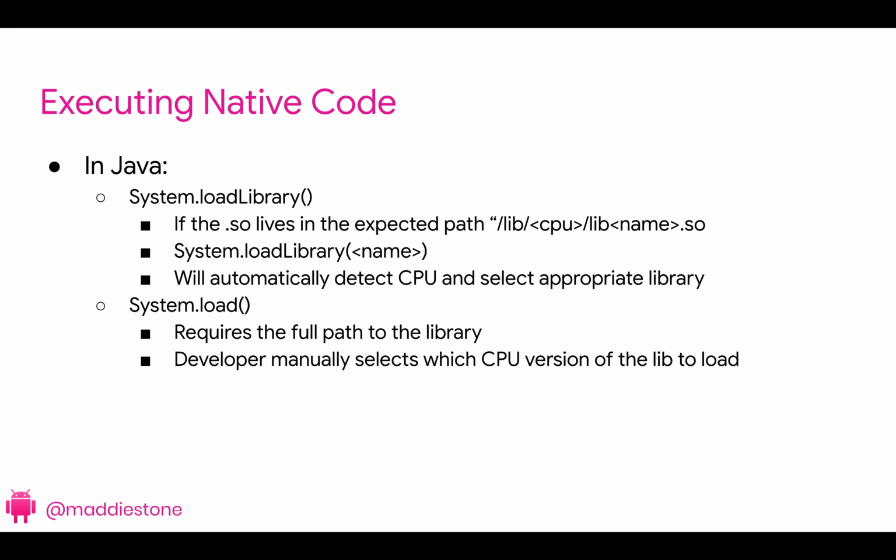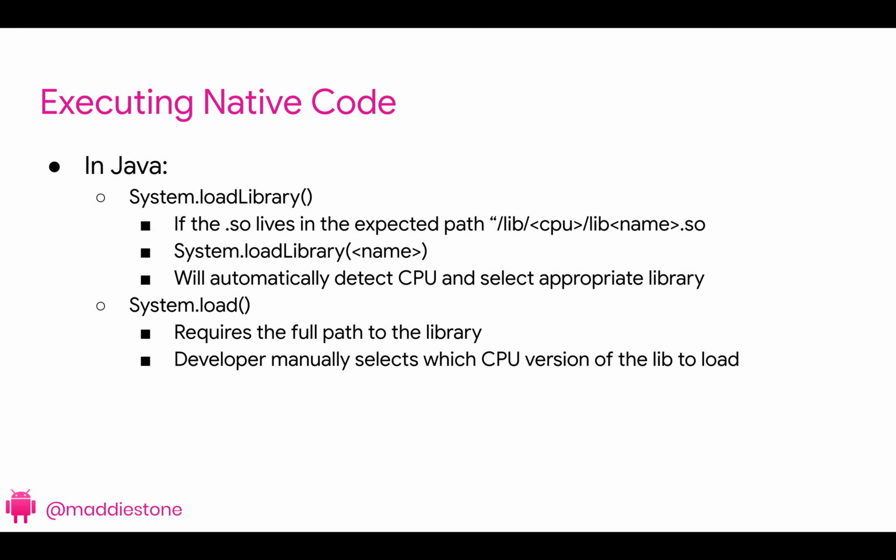Otherwise, if you are not going to put your native library under that lib CPU path, or don't want to name it lib and then the name, then you have to use System.load. And System.load requires the full path to the library that you'd like to load into memory. And so in this case, that means the developer has to manually select which CPU version of the library to load.